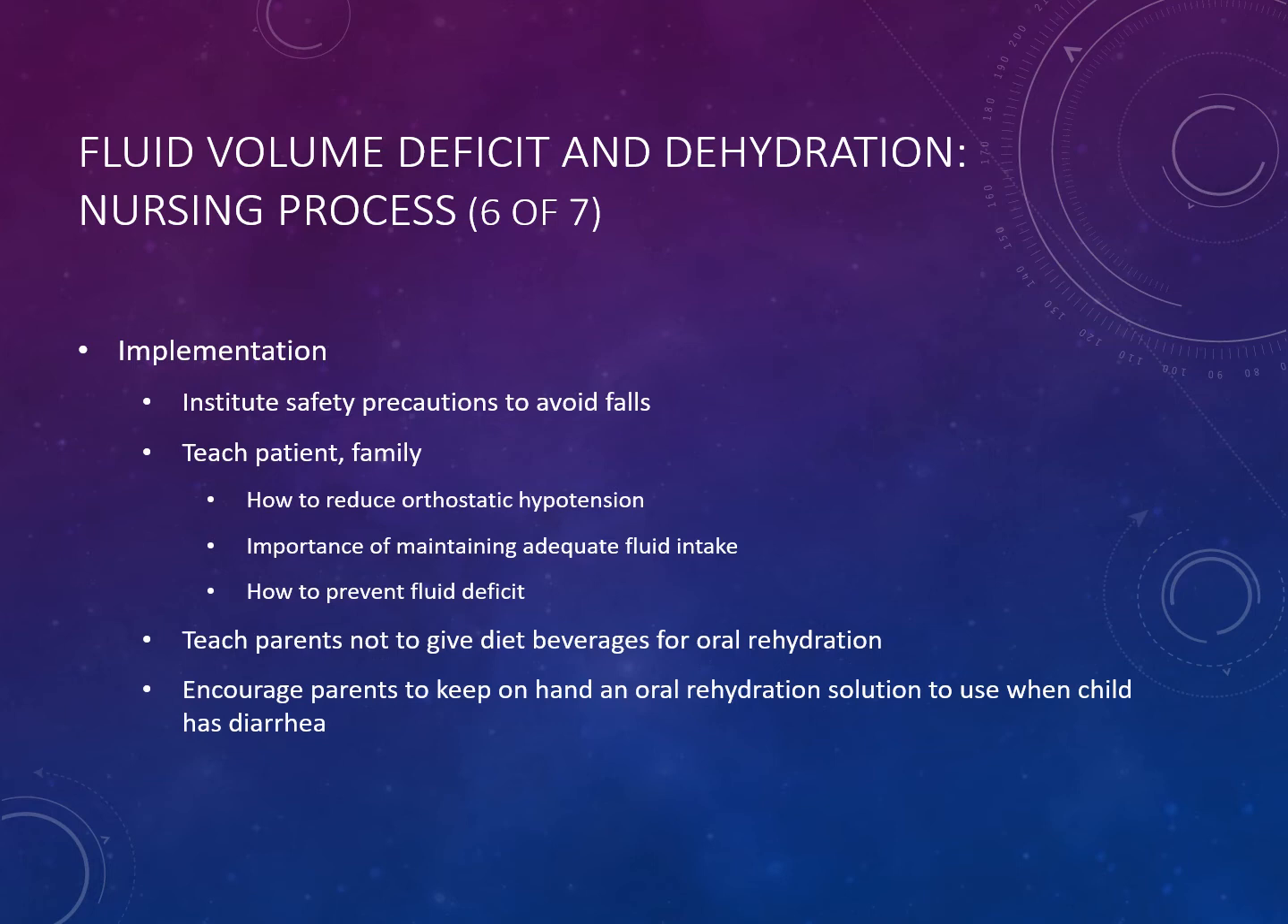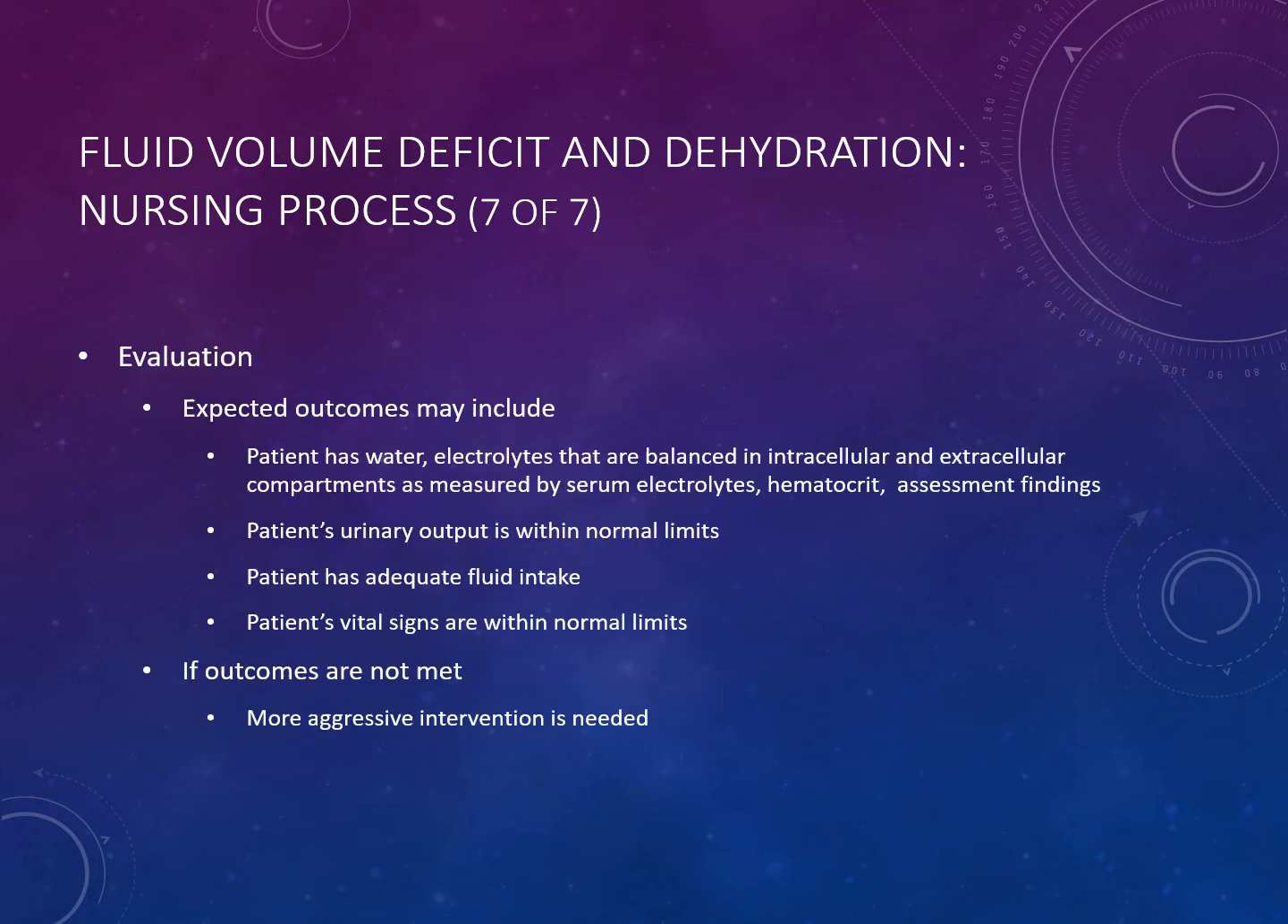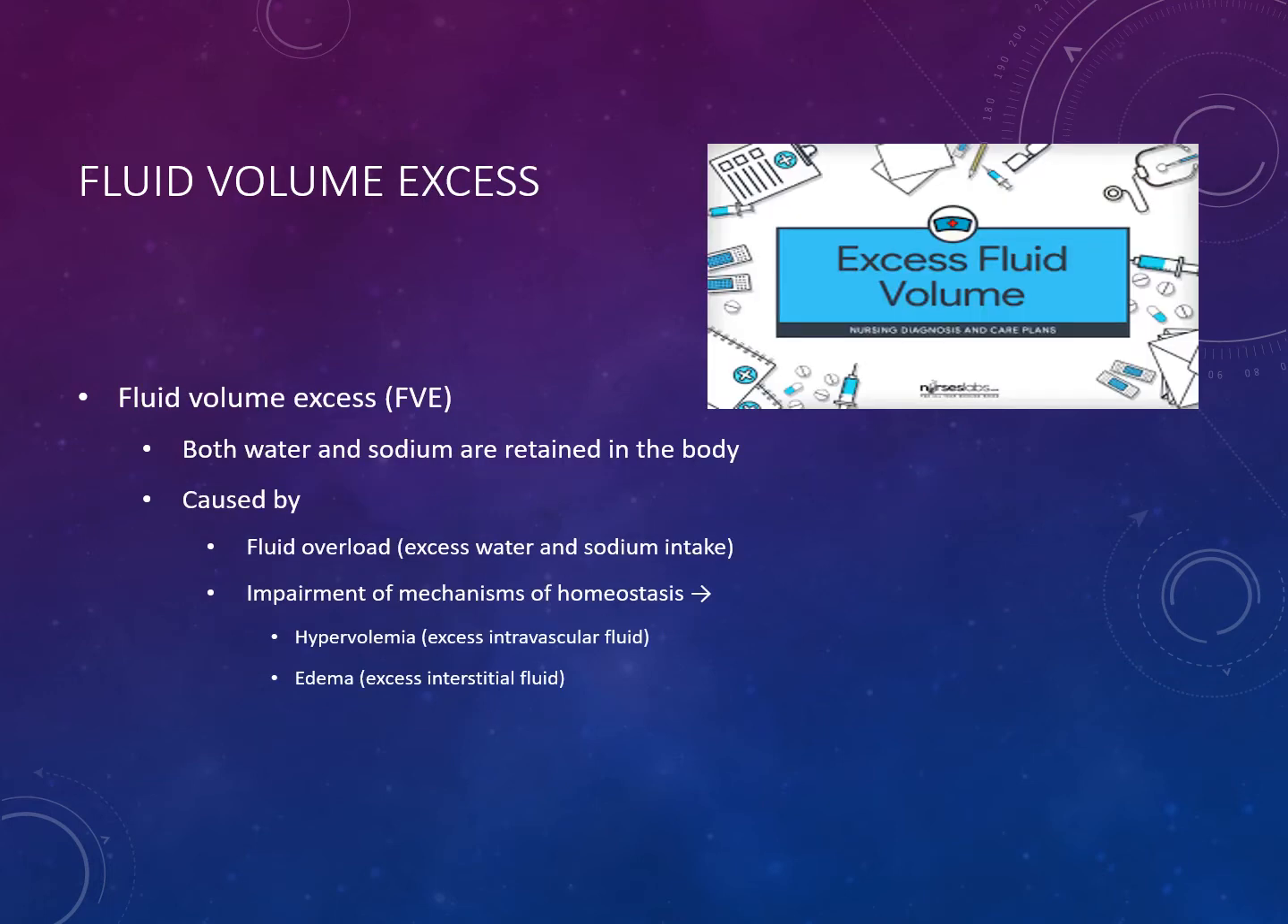Teach patients how to reduce orthostatic hypotension. And so what do we do? We sit them up slowly. We move them slowly. We don't get them out of the bed fast. Teach parents not to give diet beverages because they have a high content of sodium and potassium in them. We don't want to throw them into overload. And evaluation, of course, everything returns to within normal limits. So that's fluid volume deficit.